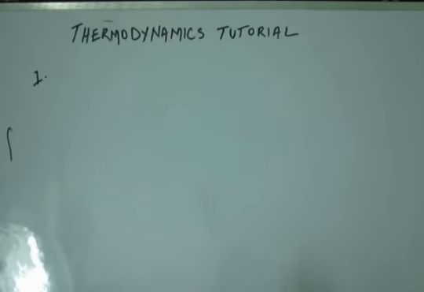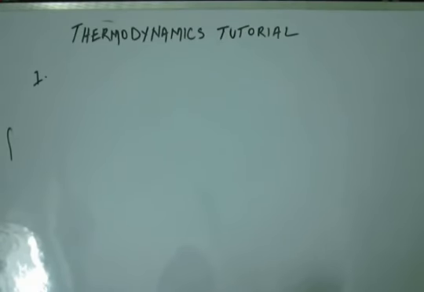For the benefit of those who have forgotten what a state function and a path function are: a state function is something whose value doesn't depend on the path. That means if I bring my system to state A, it doesn't matter by which path I have brought my system to state A. And if it depends on the path, then it's not a state function, it's a path function.